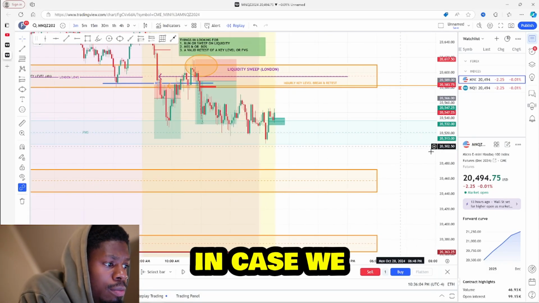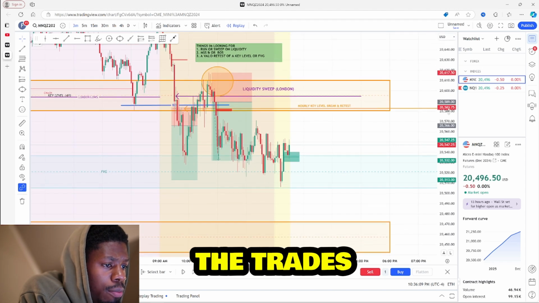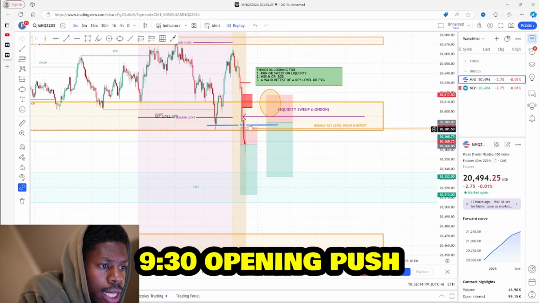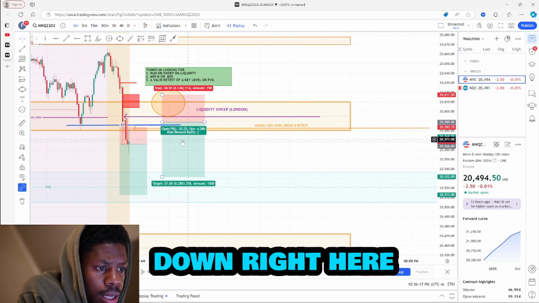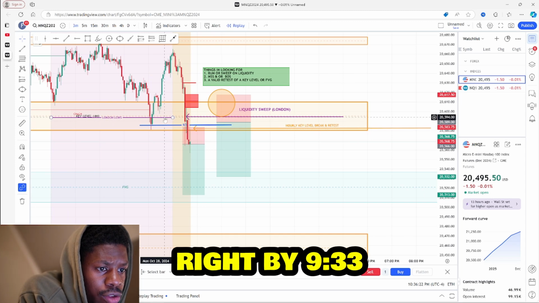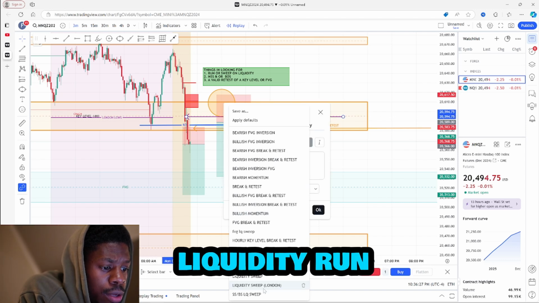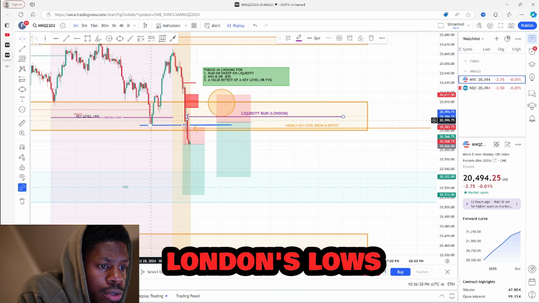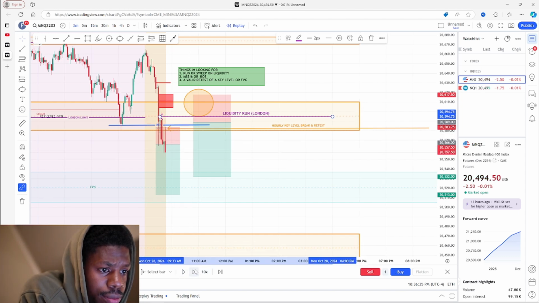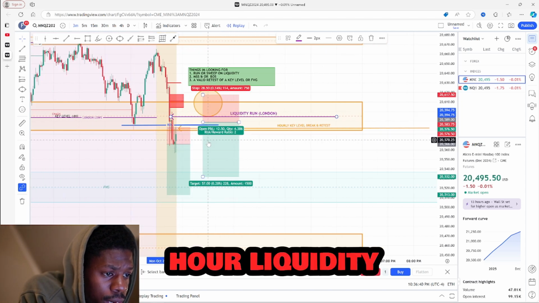And just in case we didn't get it, the idea of the trades, I'm going to go through it one more time, right? 9:30 opening, push down. Right here, we're at like 9:33. By 9:33, we already had our sweep on London lows, which really wasn't even a sweep. It really was a liquidity run. So we had our run on London's lows, and we had our break in structure to the downside. Break and retest of an hourly fair value gap, and a break and retest of a 4-hour liquidity resistance area.